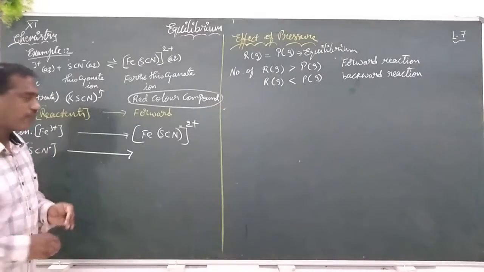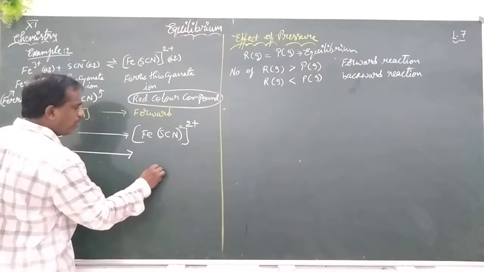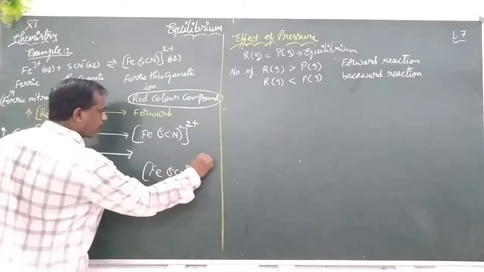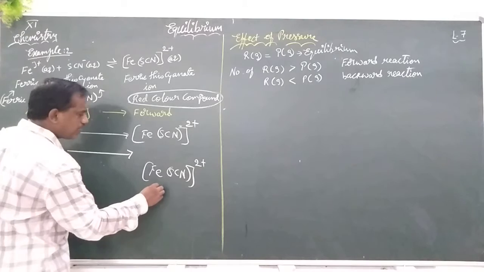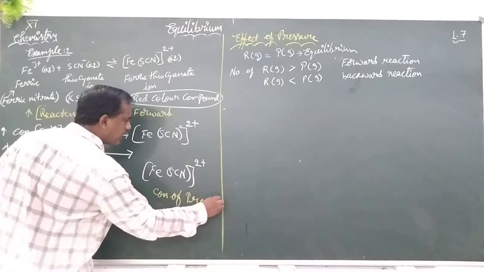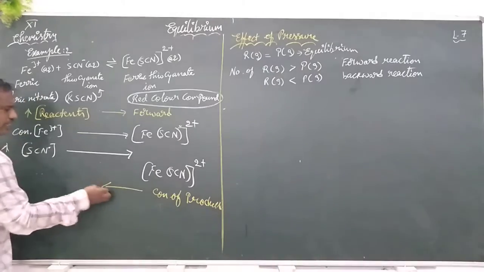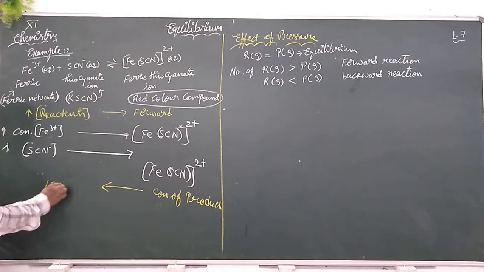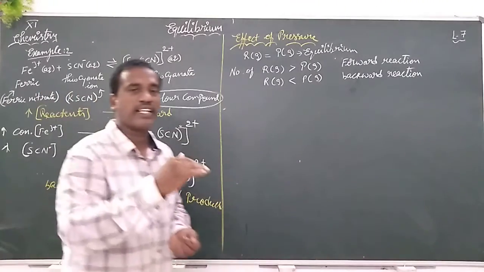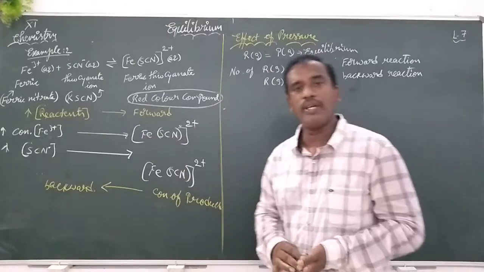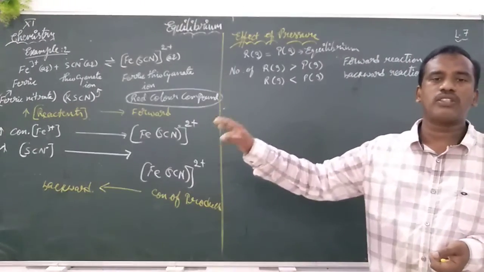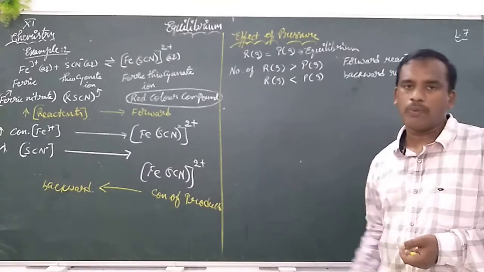But come to the next point. If we increase the concentration of thiocyanate ion, what are you increasing? You are increasing the concentration of products. Then the system will move towards the backward reaction. It means the red color intensity will be decreasing. So that is how to say it: when you bring a small change in concentration in one direction, the system will move towards the opposite direction.